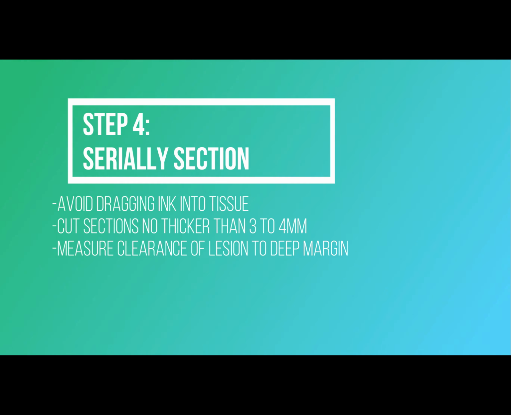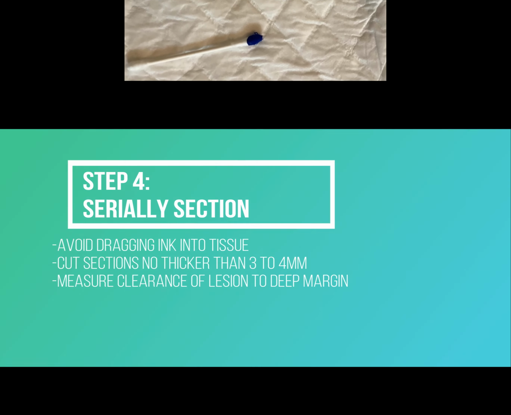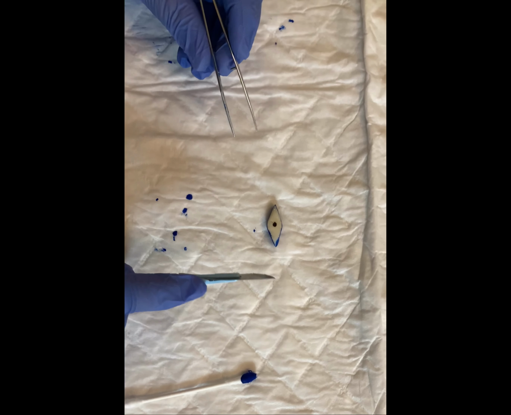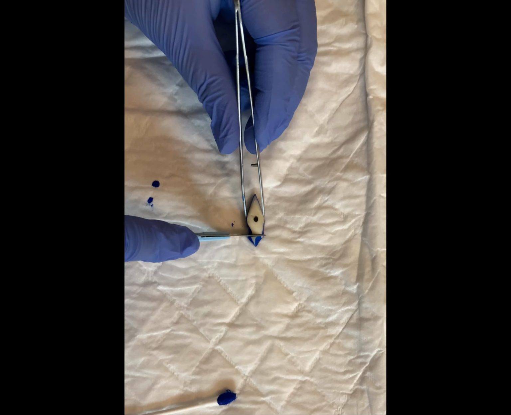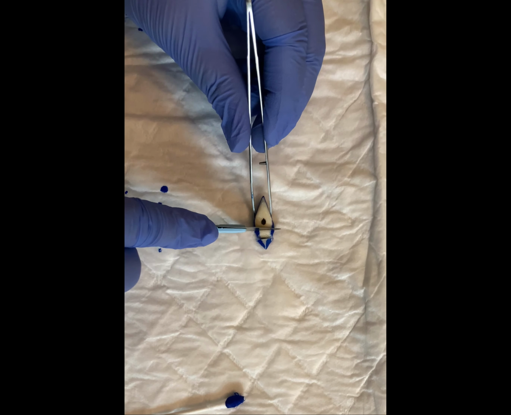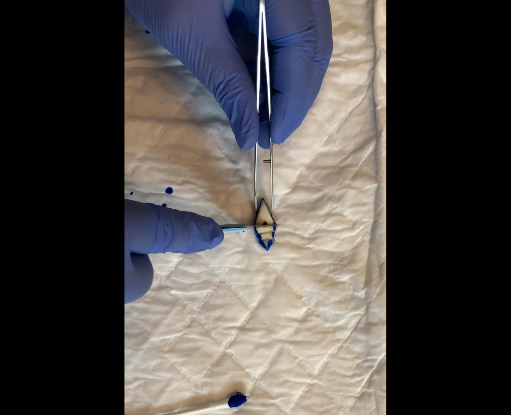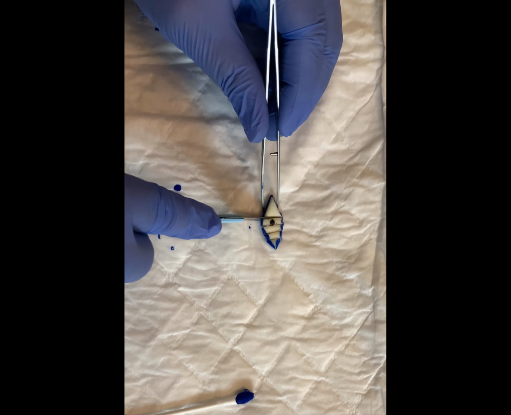Step 4. Serially section. For our next step, we will serially section the specimen, making sure to cut thin sections no more than 3 to 4 millimeters in thickness, as thick sections can compromise the fixation and processing of the tissue.